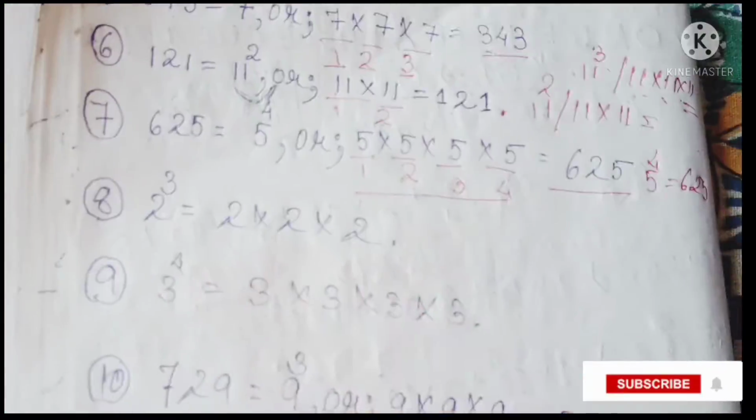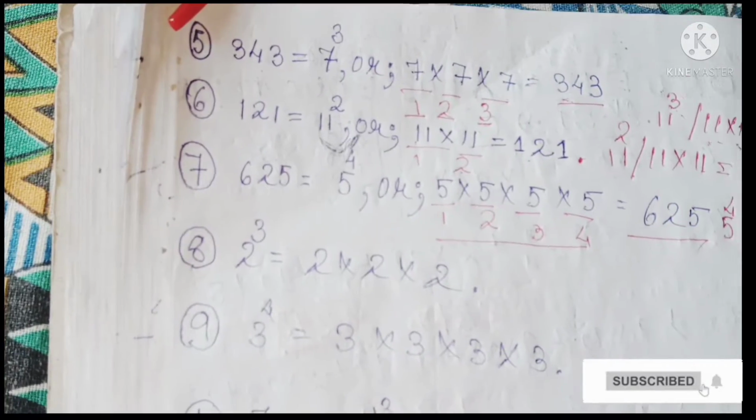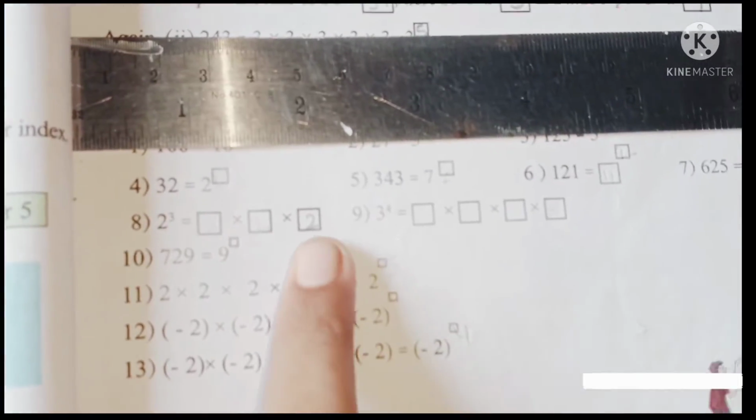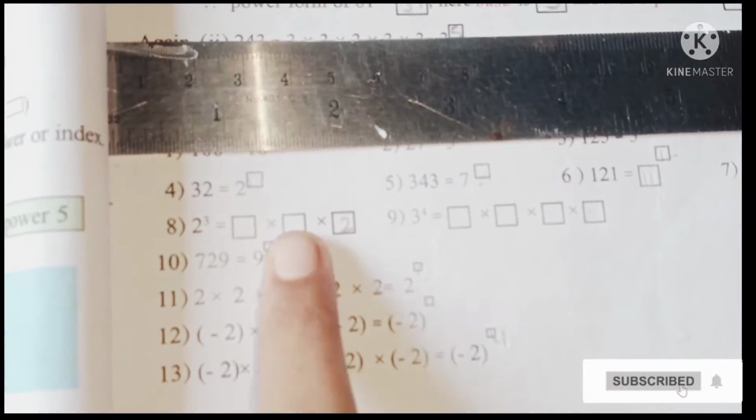Now here in number 8 it's written, I will show you the book, 2 cube means how many 2's are to be multiplied to get the result. Okay, I have told you previously that multiplying a digit many times, counting these digits, gives our result in power form, that is 2 cube or 2 to the power 3.